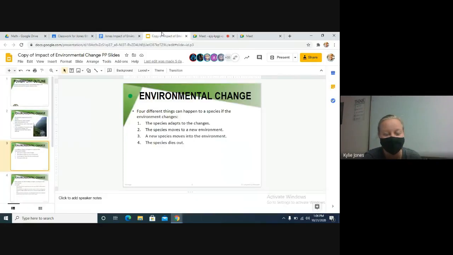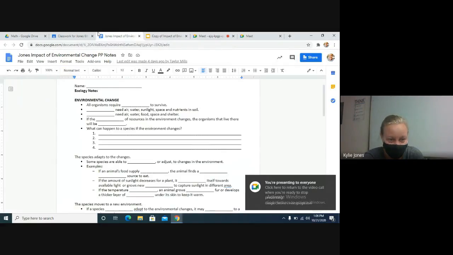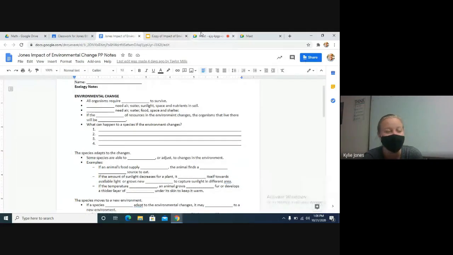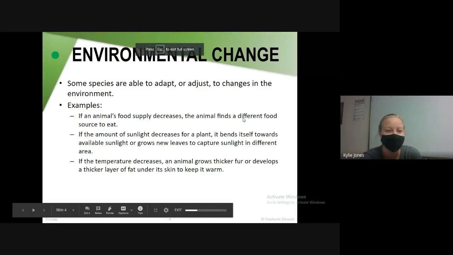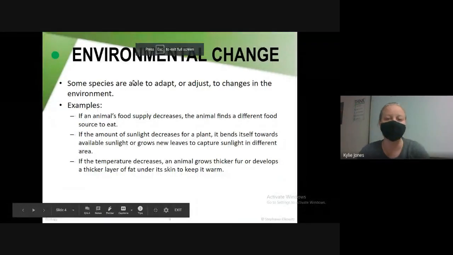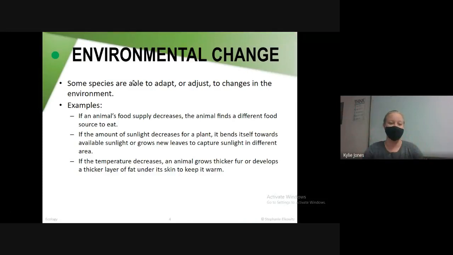Okay, now let's keep going really quick. We're almost done. Our next one, what are we on? The species that adapts to the change. It's the next part. Some species are able to adapt or adjust, so they're able to figure out how to survive if something in the environment changes. So environmental change could be something as simple, whoa, that was an awful noise.